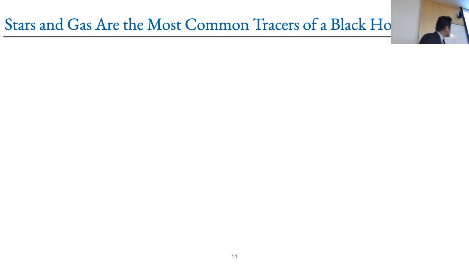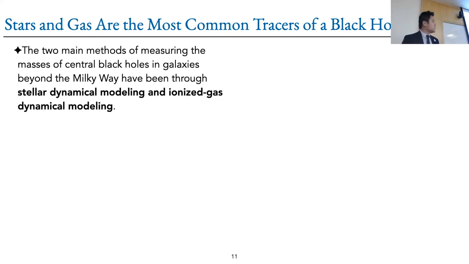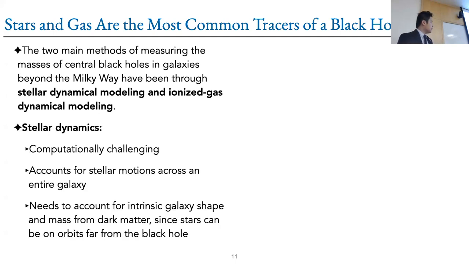So back to the nuts and bolts of actually measuring these things. The two most common methods, the methods that have been used to populate these demographic studies, are with stars and with gas, or stellar dynamical modeling and mostly ionized gas dynamical modeling. And they both have their pros and cons. So first, stellar dynamics.